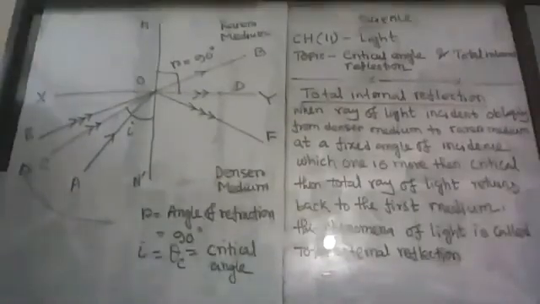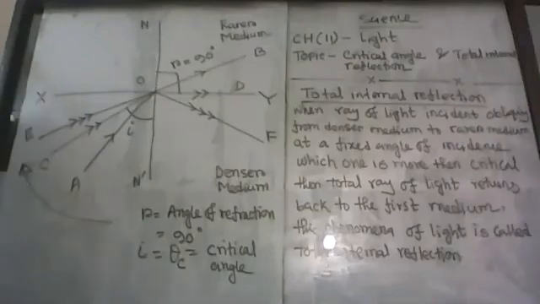When a ray of light is incident obliquely from a denser medium to a rarer medium at a fixed angle of incidence, which is more than the critical angle, then the total ray of light returns back to the first medium. This phenomenon of light is called total internal reflection.